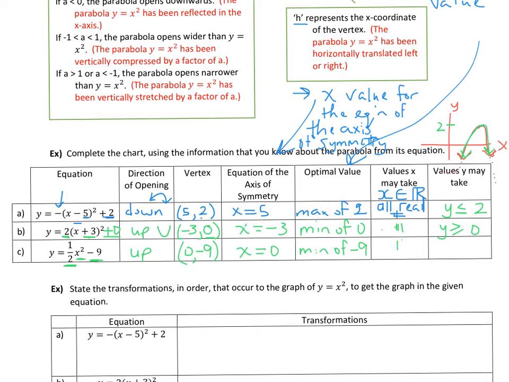Our x is all real numbers, so I'm just putting the ditto marks there. And because it's opening up, it's going to be y is greater than or equal to, and then the y-coordinate of the vertex, -9.